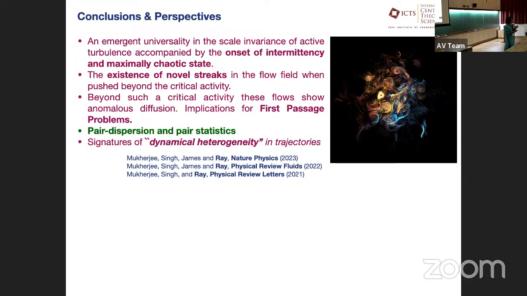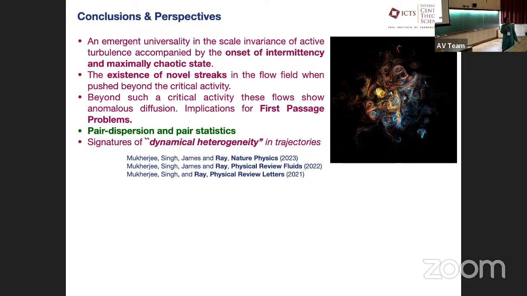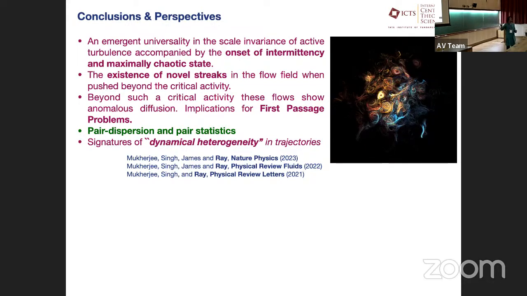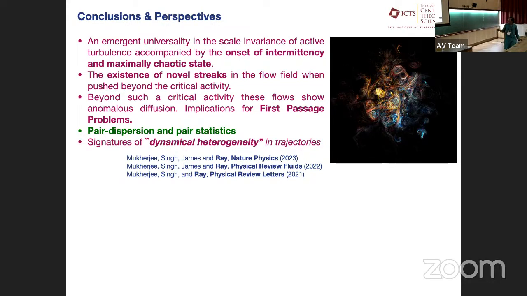All right, so just to finish, what we now believe to be true, at least for the equations, if not for the real bacterial suspension, is that there is an emergent universality beyond the critical activity, and that's accompanied by the onset of intermittency and maximally chaotic states. This is the point that I just mentioned, Tapomoy, in answer to you, that there are these novel streaks which come about, and there are implications for pair dispersion, pair statistics. What's also interesting for glassy-ish people like Rajesh is that we looked at the ensemble of trajectories and found something akin to a dynamical heterogeneity in the way the trajectories separate out, exactly as you guys know well.